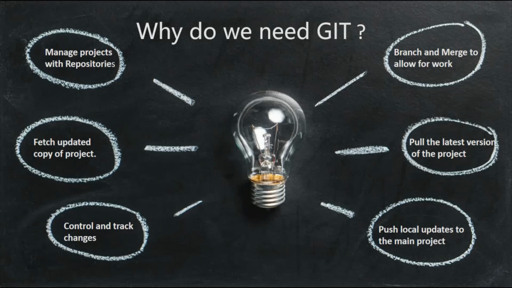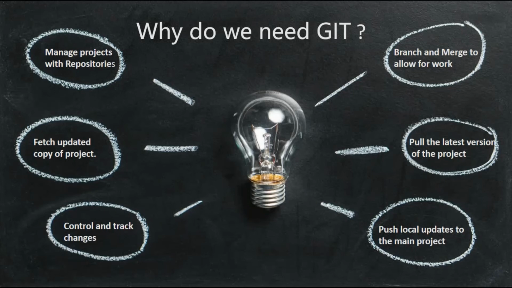So this was some of the very key things which are taken care of by Git. Let's quickly discuss in an organized way what all other things are taken care of by Git. So the first one is manage project with repository. A repository is nothing but a term used interchangeably for folders. So it helps you to manage all the folders and files.